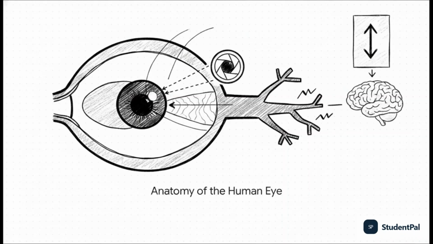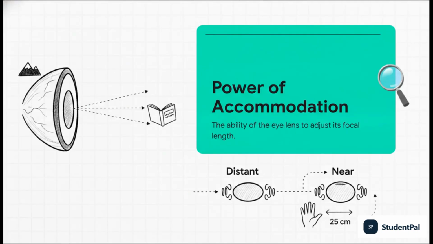And from there, the retina sends electrical signals through the optic nerve straight to your brain, which brilliantly flips the image right side up so the world makes sense. But you know, your eye is actually far superior to a basic camera, all thanks to a literal superpower called the power of accommodation. See, your eye lens isn't made of hard glass. It's this flexible, jelly-like material.